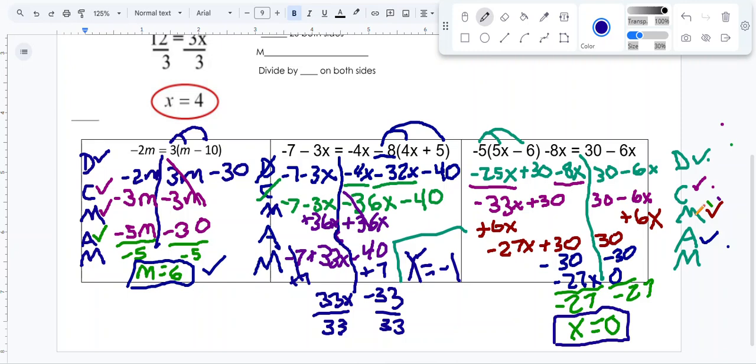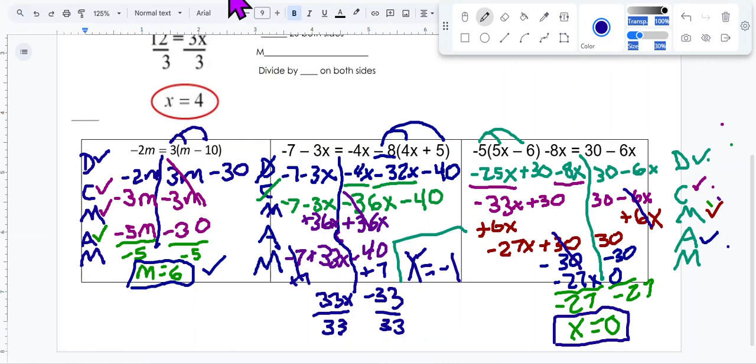My next step was move my variable. I decided to move over the minus 6x. So instead of minus 6x, I did plus 6x to cancel those out. Negative 33x plus 6x gives me negative 27x. So now I'm left with negative 27x plus 30 equals 30. So my next step is add or subtract. So I did minus 30 to get rid of these 30s. 30 minus 30 on this side gives me 0. And then I divided it by negative 27. Well, 0 divided by anything is 0. So 0 divided by negative 27 is 0, and I get x equals 0.